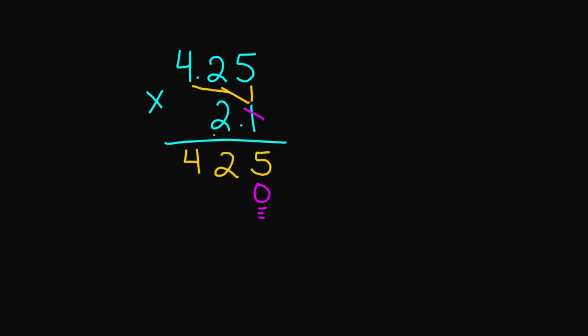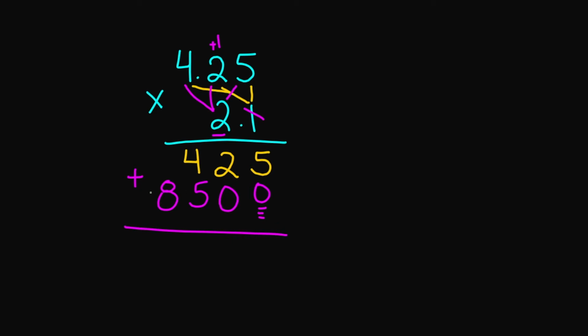Now I'm working here in the tens place. So 2 times 5, that's 10. I'm going to write my 0, carry the 1. 2 times 2 is 4, plus 1 is 5. So I'm going to write my 5 here. And then we have 2 times 4, that's going to give me 8. And now I'm going to add.